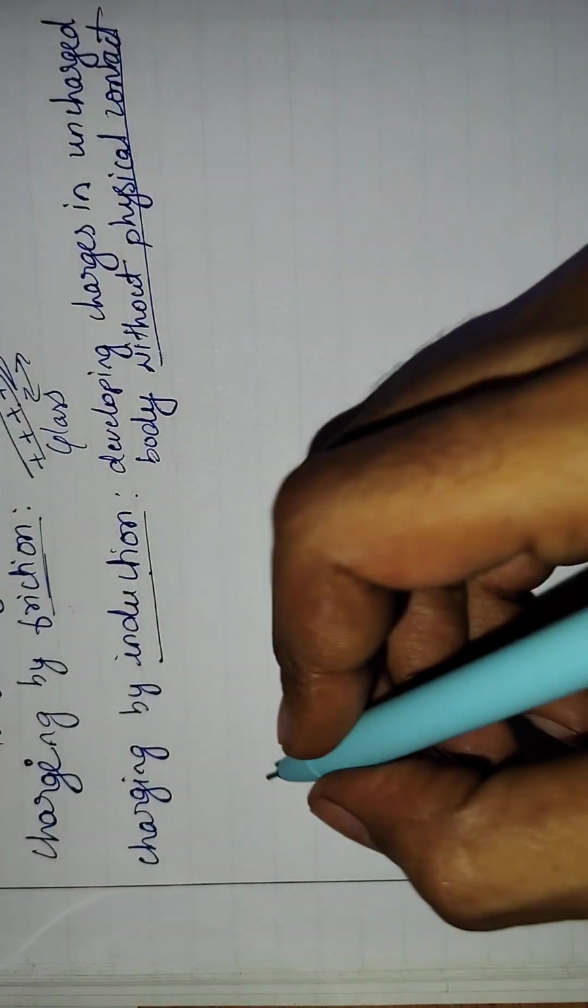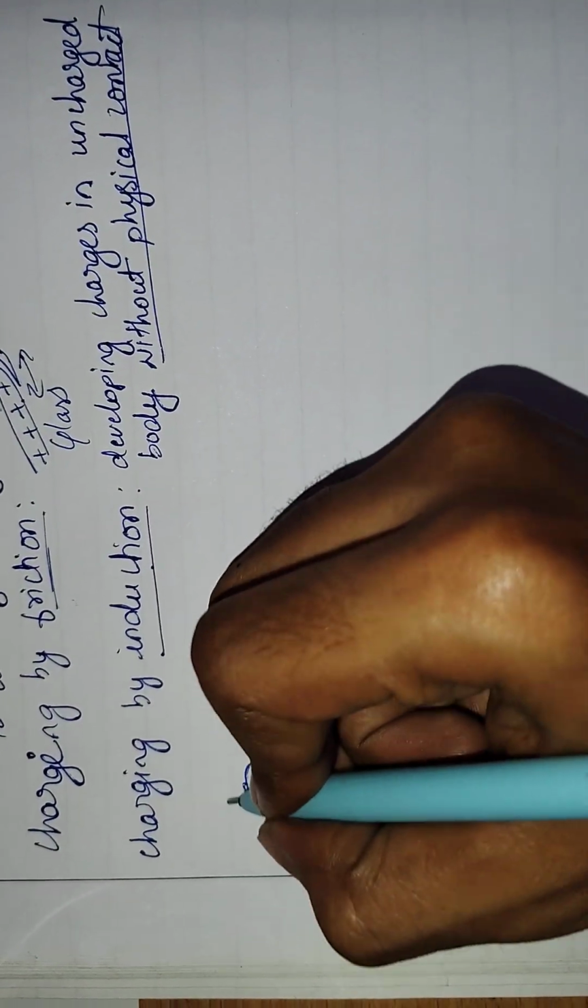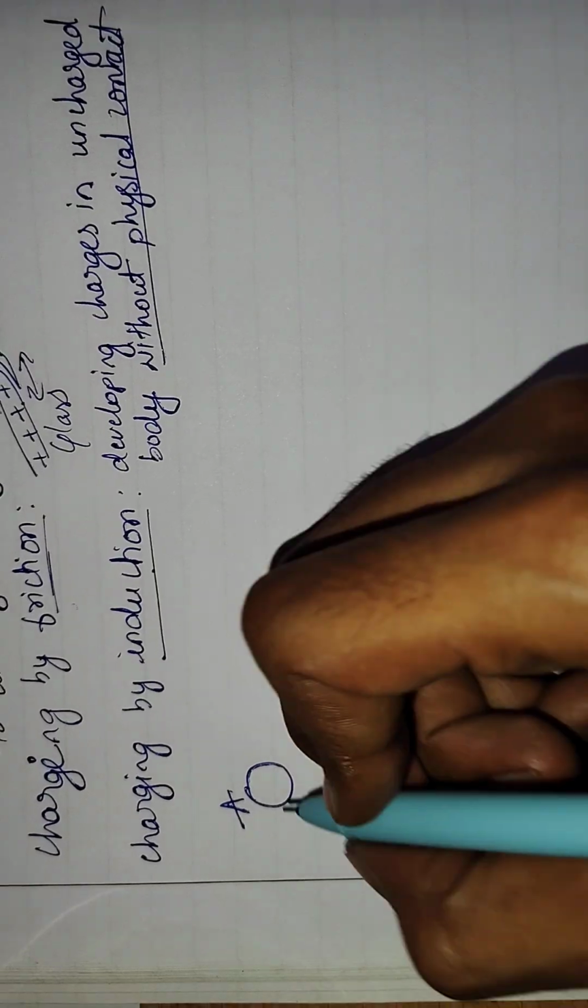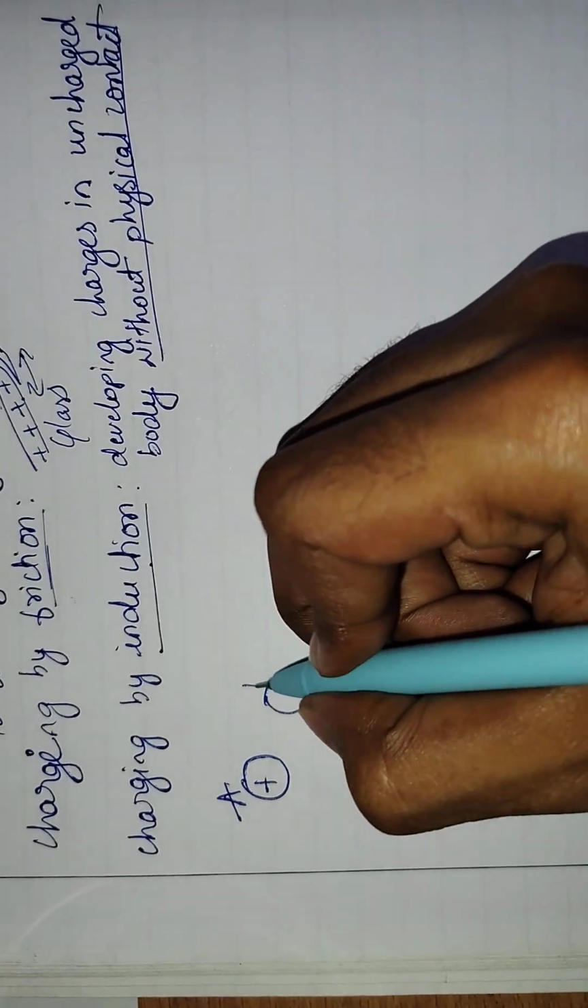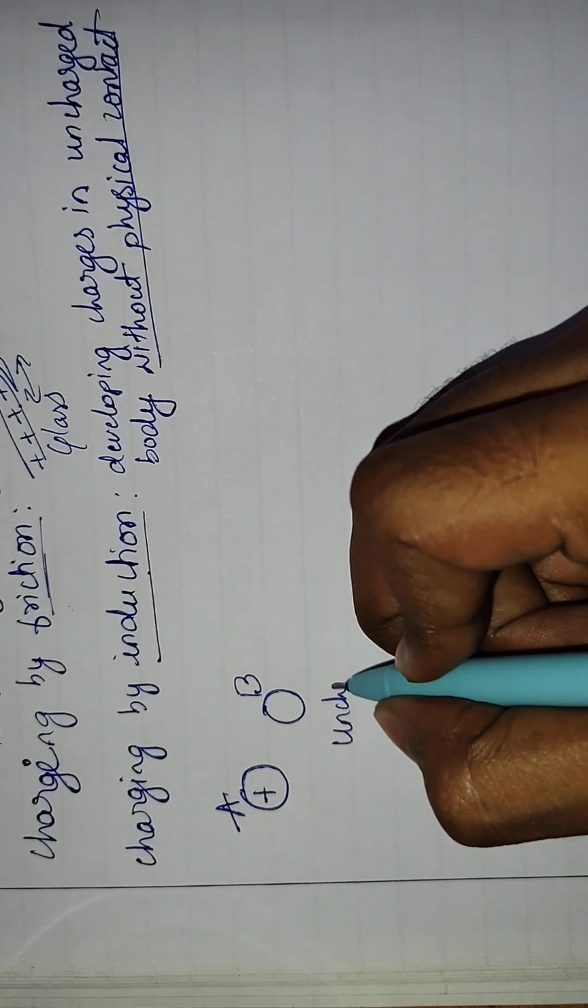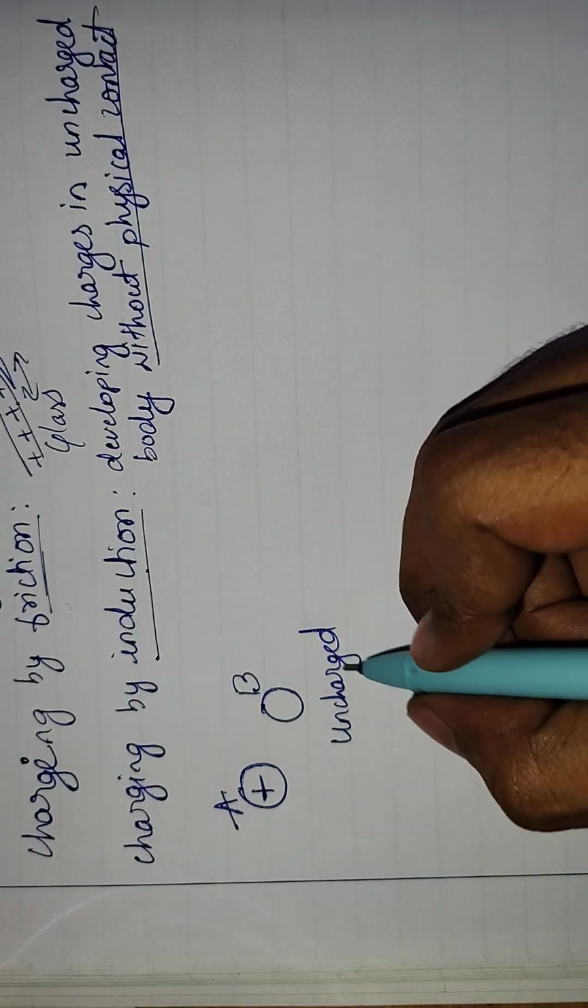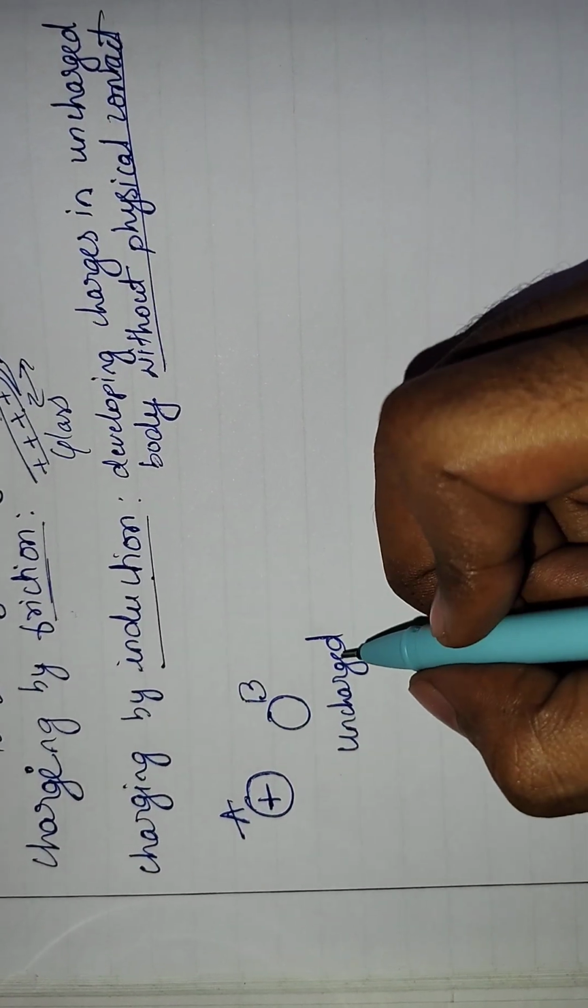To study charging by induction, you need to have two bodies. The first one is a charged body. Let us call it body A. This body A is positively charged. Then you have another body B, which is uncharged initially. Body A has positive charge, whereas body B is uncharged. Both of these materials are conductors. Assume that condition.